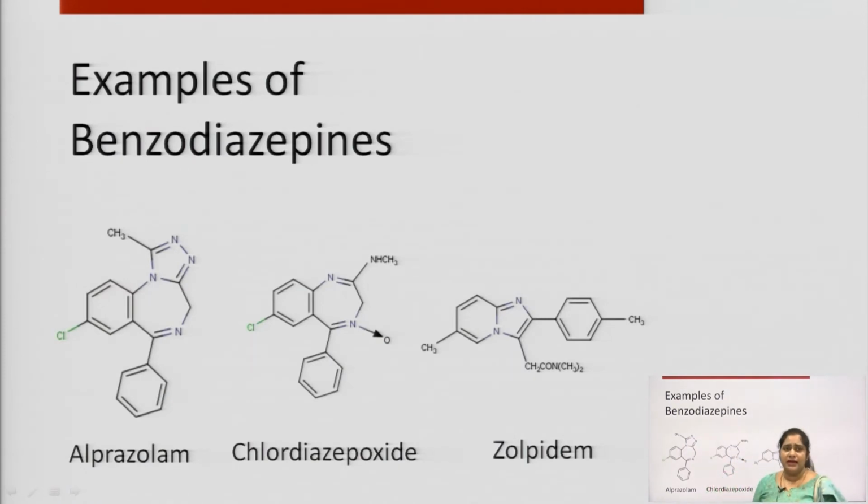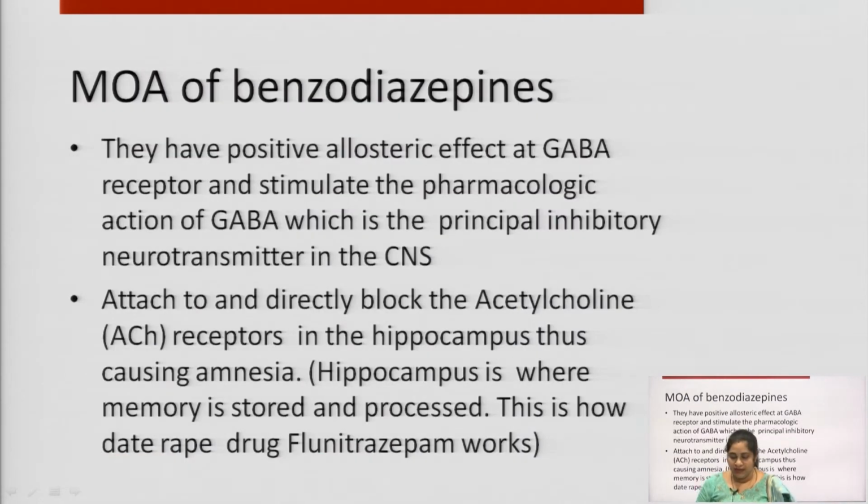There are some more examples like alprazolam, one of the most common constituents of Alprex, that is known as a sleeping pill, and diazepoxide, zolpidem. So, these are examples of benzodiazepines.